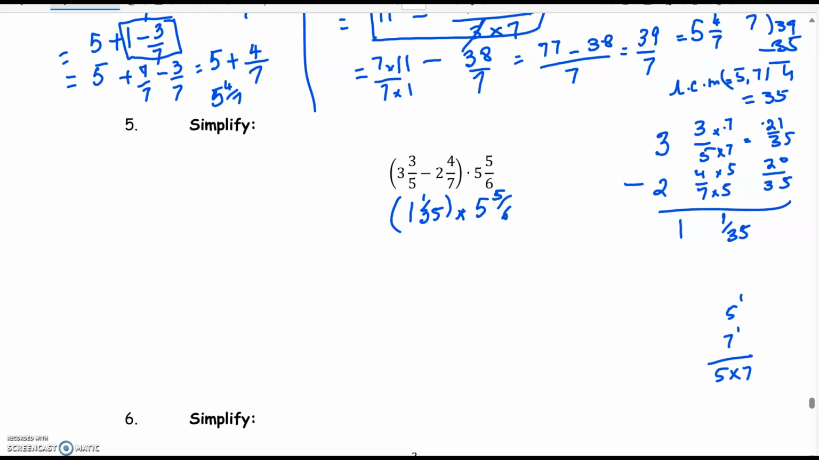Now the only way to do this is to change the mixed numbers to improper fractions. So that becomes 35 plus 1, 36/35 times 6 5s are 30 plus 5, 35/6. Cancel the 35s. 6 times 6 is a 36. You divide by 6, cancel the 6's, and you get a 6.